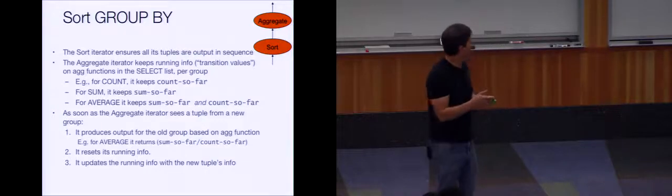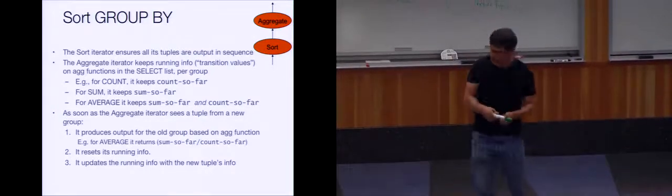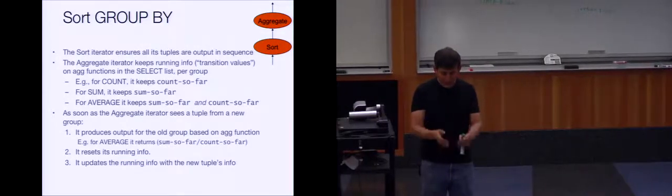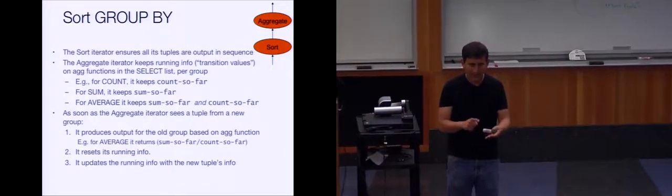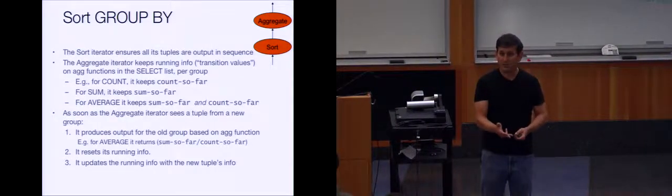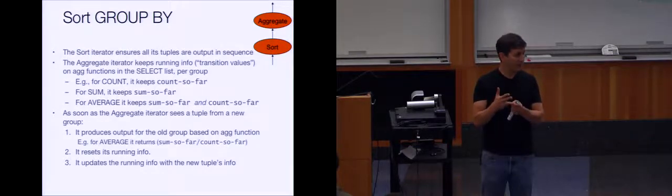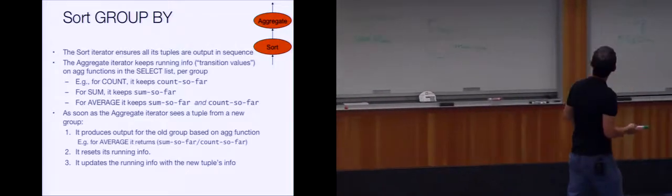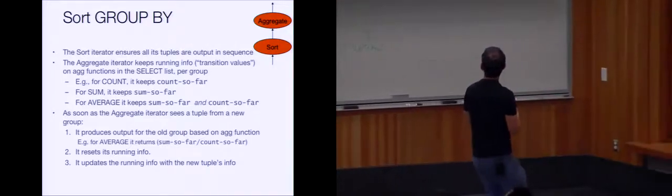All right? And then the aggregate operator, what it's going to do, suppose you said group by department. It's going to get a flow of tuples from the sort that's going to say CS, CS, CS, CS, CS, CS, CS, data science, right? And the minute it gets a data science tuple, it knows it's done with CS, right? So how's this going to work? The aggregate iterator is going to keep running information on aggregate functions in the select list.